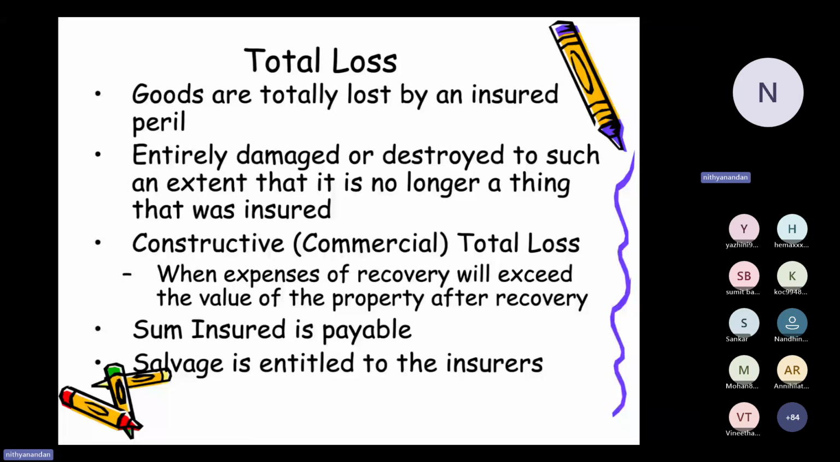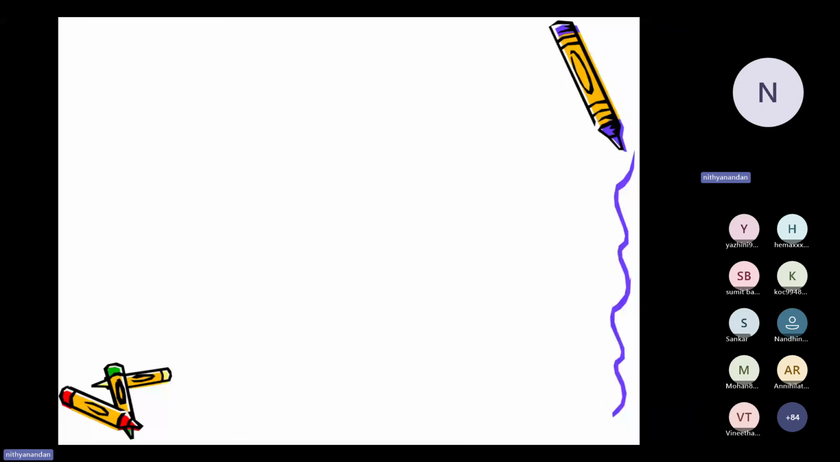So in total loss, the sum insured is always payable because marine is an agreed value policy. Whenever there is a total loss, you have to pay the sum insured. There is no question about the market value, right? Salvage belongs to the insurance company.